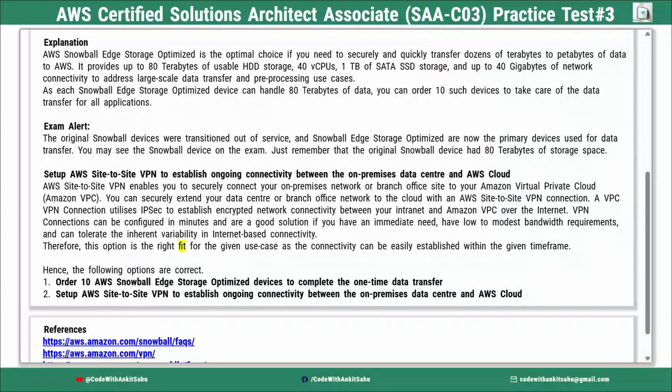Therefore, this option is the right fit for the given use case as the connectivity can be easily established within the given time frame. Hence, the following options are correct. Order 10 AWS Snowball Edge Storage Optimized devices to complete the one-time data transfer. Set up AWS site-to-site VPN to establish ongoing connectivity between the on-premises data center and AWS Cloud.